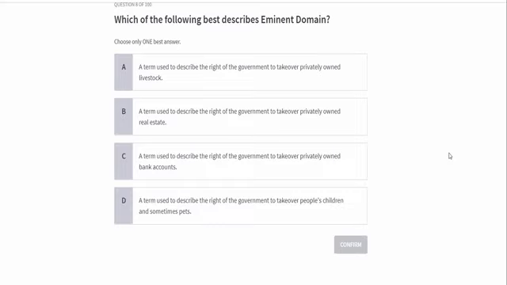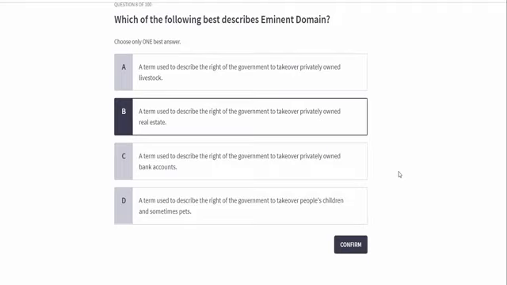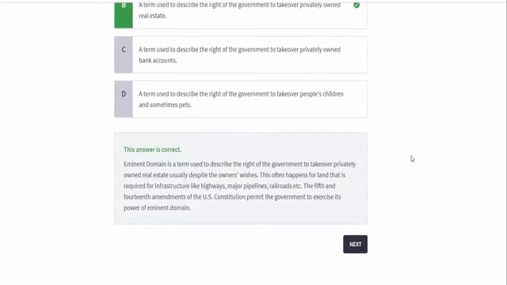Alrighty, so what is our answer for this one, guys? It is B. That's right. It is the term used to describe the right of the government to take over privately owned real estate. That's super important to know. So, eminent domain is a term used to describe the right of the government to take over privately owned real estate, usually despite the owner's wishes, which is a little asterisk on that.